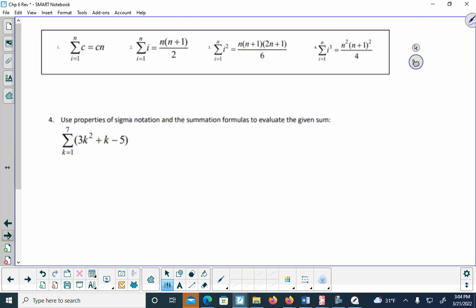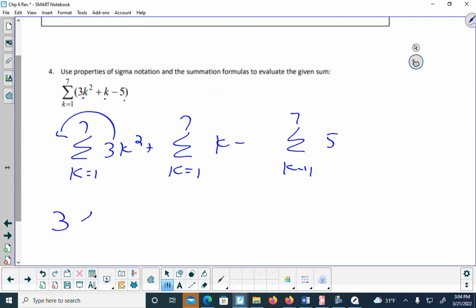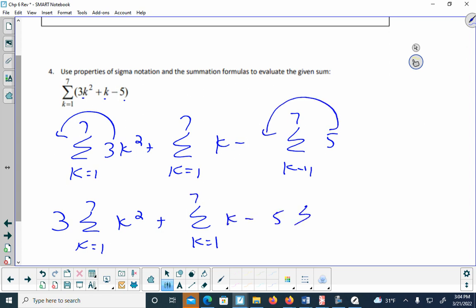The next one says use properties of sigma notation and the summation formulas to evaluate the given sum. So what that wants me to do is break this up term by term. So I'm going to write the summation symbol for every single term: 3k squared plus k minus 5. I like to take my constants out front. So this is 3 times the sum from k equals 1 to 7 of k squared, plus there is no constant here, so this will stay the same. And then this 5 is technically going to come out here, and then this will be plus 1.